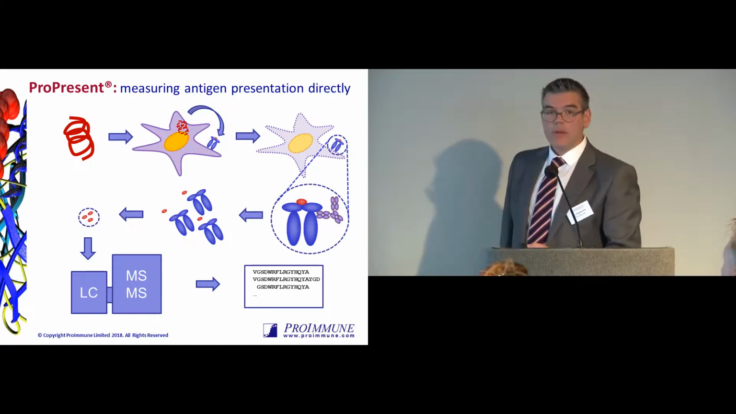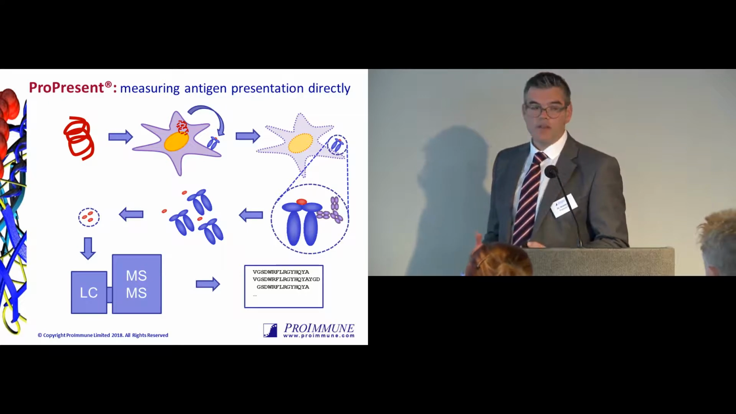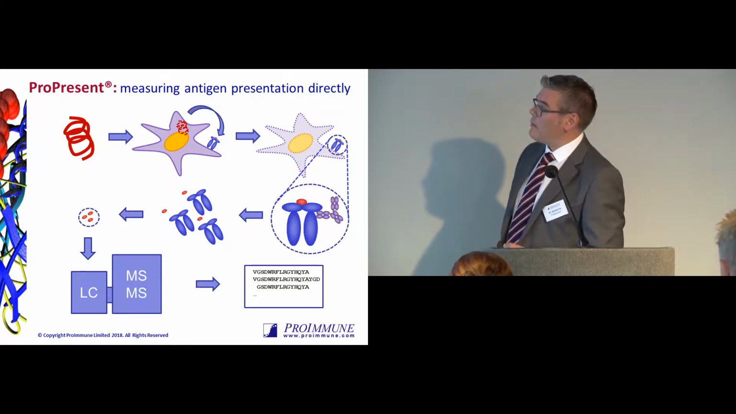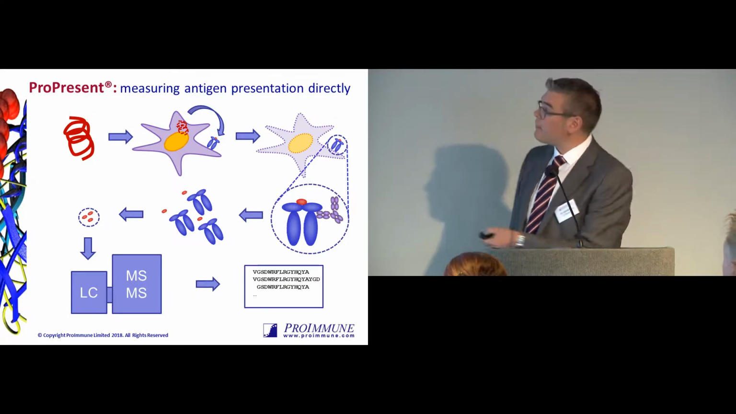We typically need around 20 milligrams of protein, so that's something to take into consideration, but that's not an absolute number. We can work with you if that's a bit of a high target. And that's the amount that's required if we're doing a 10-donor study.